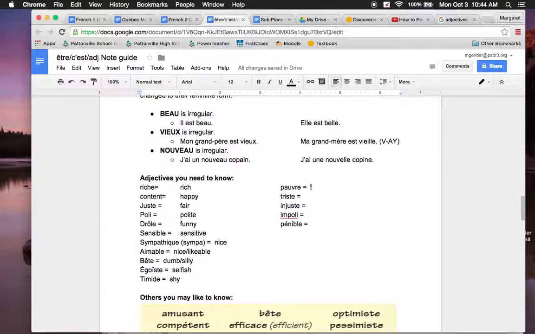The opposite of riche would be pauvre, so that's poor. The opposite of content, happy, would be triste, which is sad. Opposite of juste is injuste, unfair. The opposite of poli is impoli, which is not polite, rude. Yes, rude is what we say in English. And the opposite of drôle is pénible. That's boring. Hopefully you're not thinking about this with my video.